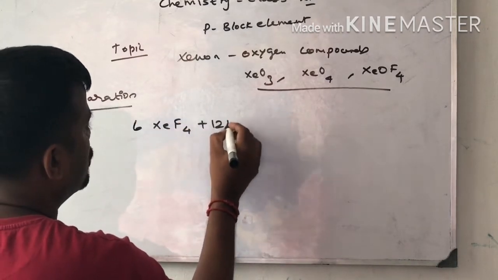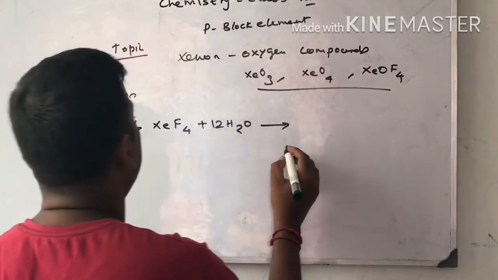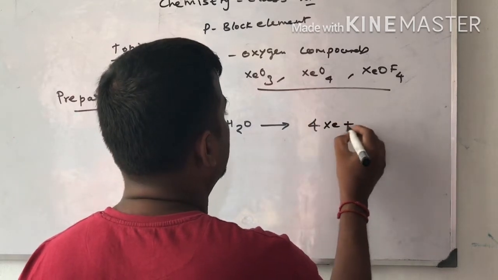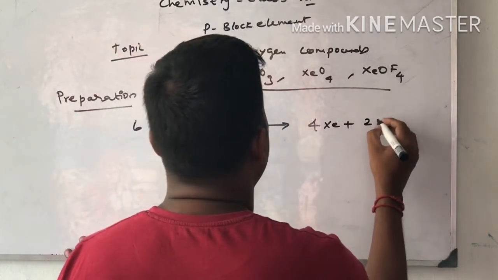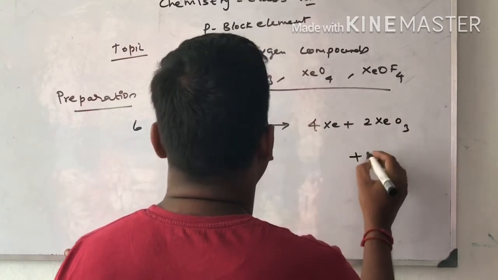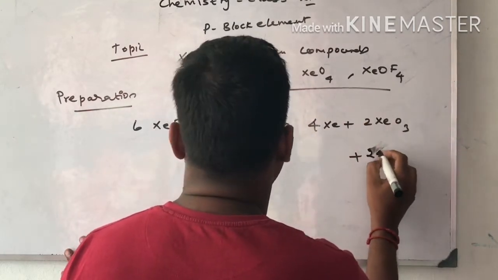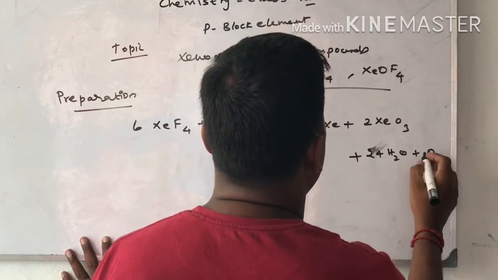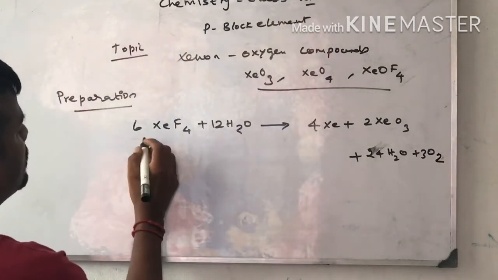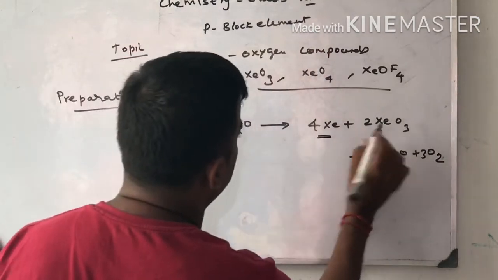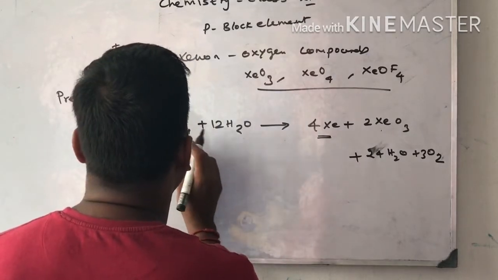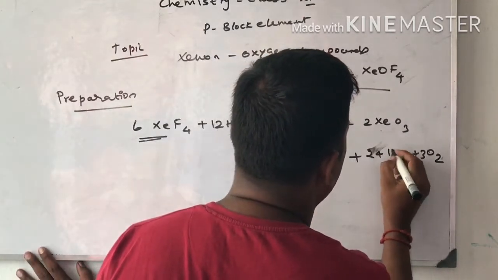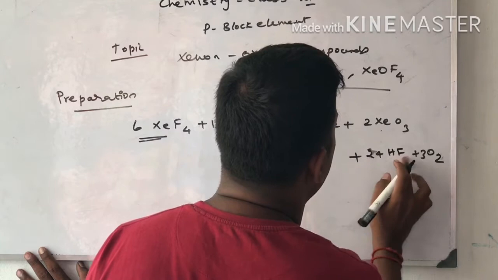6 XeF4 plus 12 H2O, in the presence of heat, forms 4 Xe plus 2 XeO3 plus 24 HF plus 3 O2. Sorry, 3 O2. In this reaction, 4 xenon plus 2 xenon, 6 xenon is satisfied. How many fluorine? 4 times 6 is 24. Here 24 HF, so 24 fluorine is satisfied.